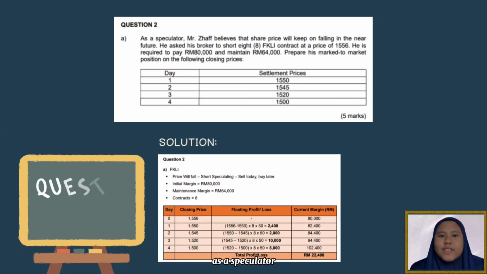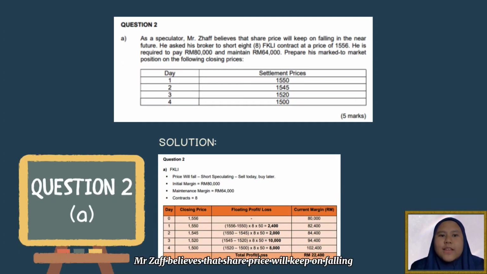Question 2A. As a speculator, Mr. Zaf believes that share price will keep on falling in the near future. He asked his broker to short 8 FKLI contracts at a price of 1556. He is required to pay 80,000 ringgit and maintain 64,000 ringgit. Prepare his mark-to-market position on the following closing prices.